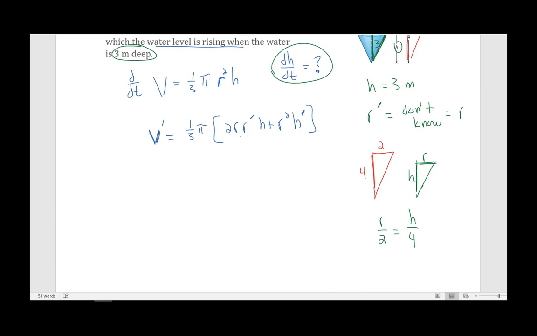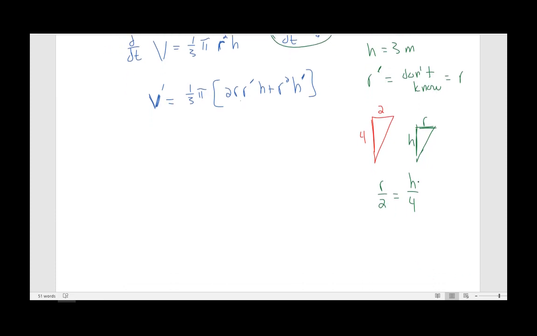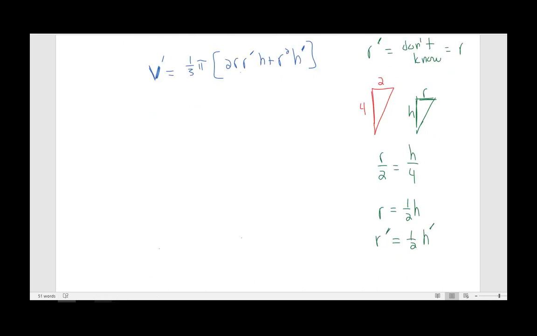So if I solve this for h, let me scroll down a hair. If I solve this for h, I'm going to multiply the 2 over, and I'm going to get r is 1/2 h. All right, and then remember we need r prime here. So if I take the derivative with respect to t of both sides, I'm going to get 1/2 h prime. So if we plug in everything that we have found out now, we know v prime is given to us. Right? And we now have r. We know r is 1/2 h. We know r prime is 1/2 h prime.